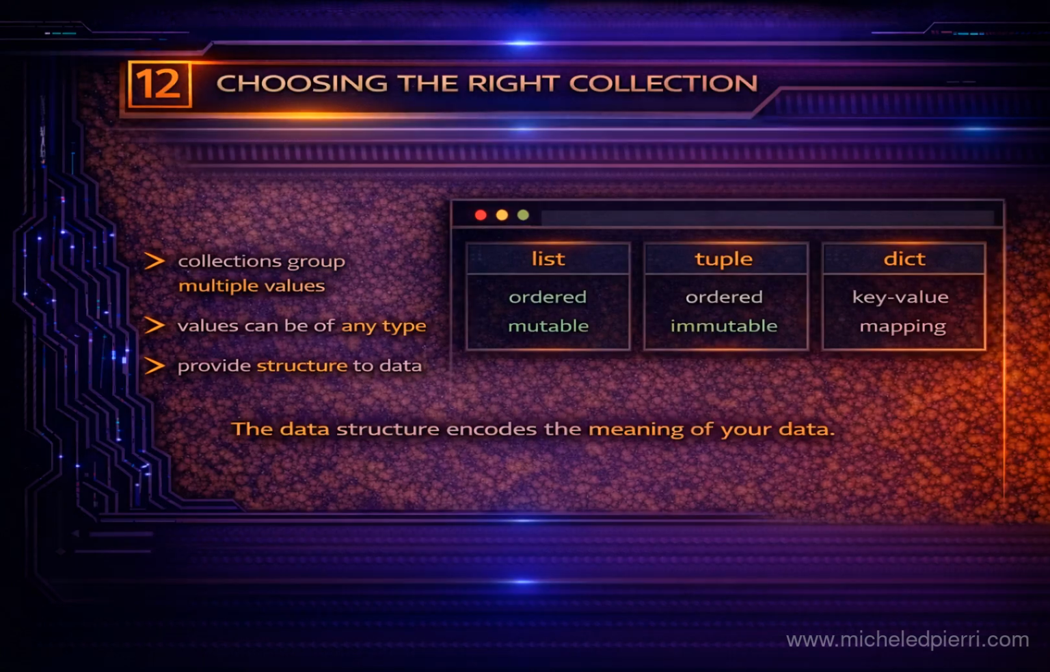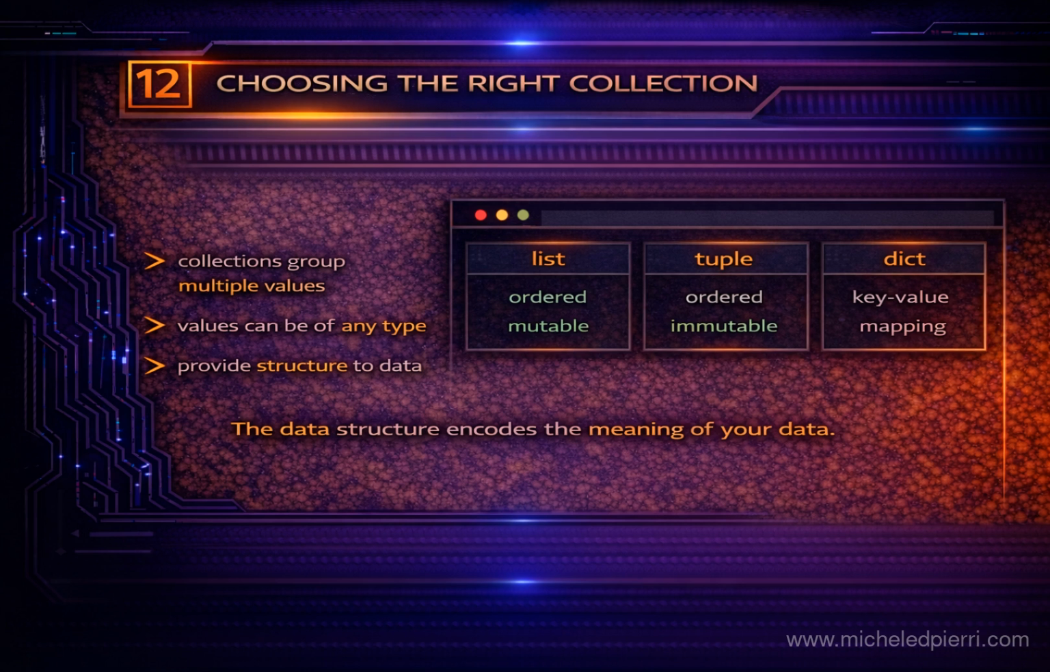Choosing the right collection is really about choosing the meaning you want your data to have. If your data is a sequence and you care about order, you're in list or tuple territory. Then the next question is whether it should be changeable. If it needs to evolve, use a list. If it represents a fixed record, use a tuple. And when the core idea is labeled fields, access by meaning rather than by position, that's when a dictionary is the natural choice. The boxes on the right summarize the key differences.